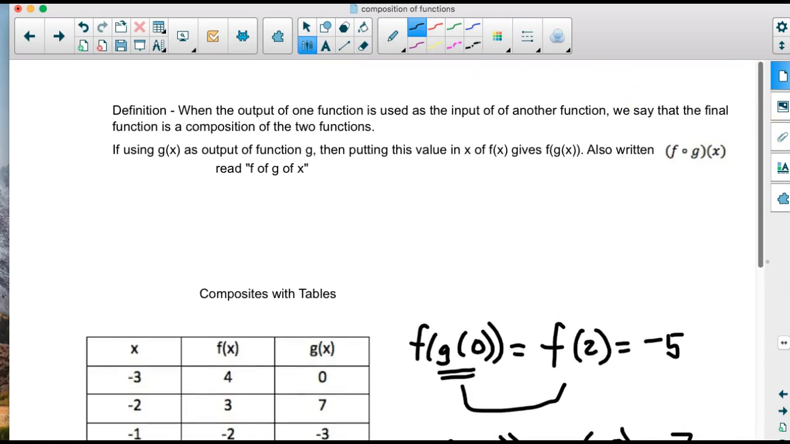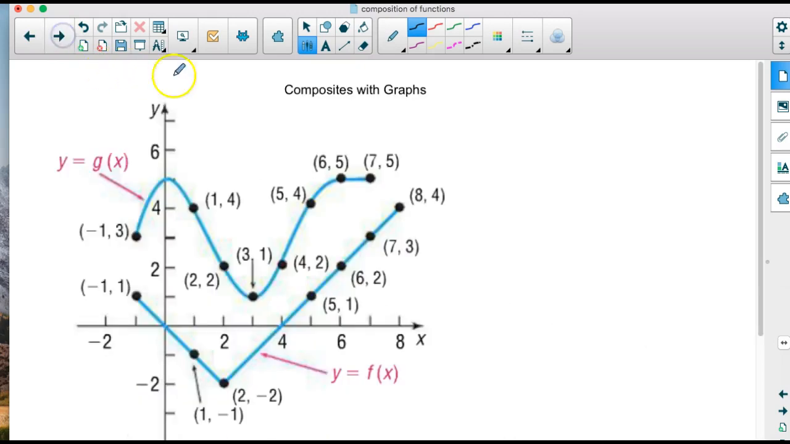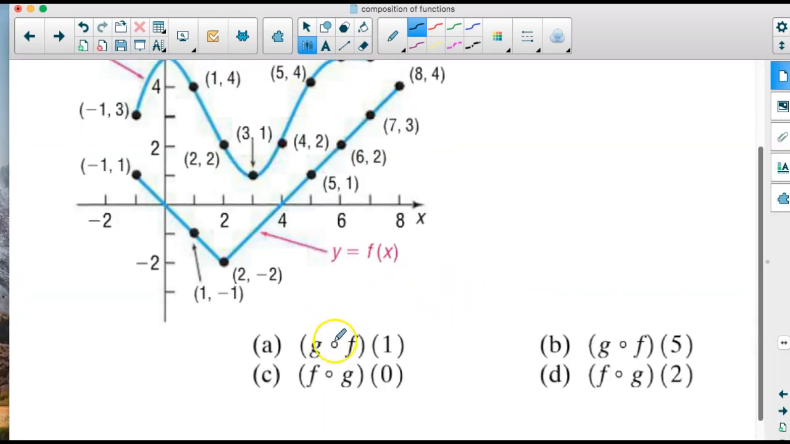All right, and then so we've checked off the definition and we've done tables. We're going to move to graphs next. We're going to do composition with graphs. Okay, so this is the graph of g of x, this blue line here that curves, and this is the blue line of f of x. So we're going to evaluate some of these. These are written in the other way, so this is the same as g parentheses f of 1, but they put it in terms of the circle 1 here.